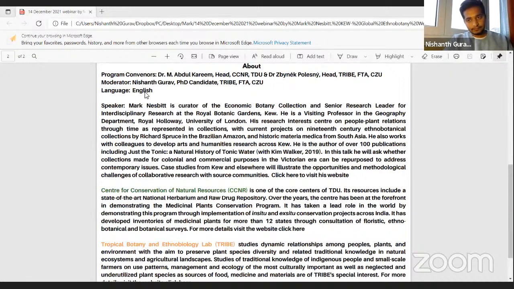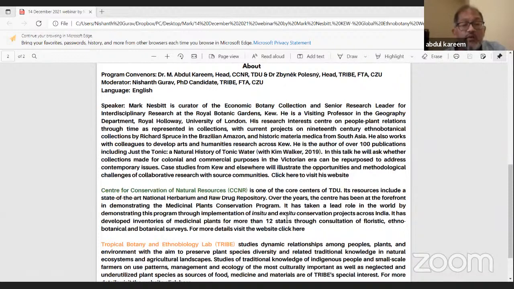So Dr. Mark is a curator of the Economic Botany Collection and a senior research leader for interdisciplinary research at the Royal Botanic Gardens, Kew. He's also a visiting professor in the geography department at Royal Holloway University of London. His research interest is on people and plants, and he has visited many collections. The current projects on 19th century ethnobotanical collections are also a lot. You can see during his presentation how he takes this entire collection towards the historical Materia Medica, how he's going to put it in. You can really hear that. And he also works with different colleagues on arts and humanities research across different parts of Kew.